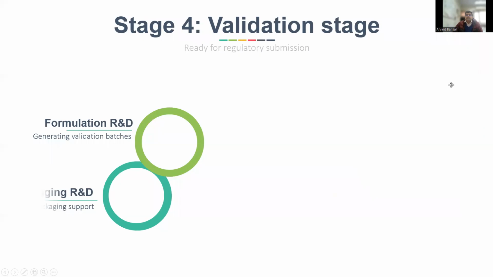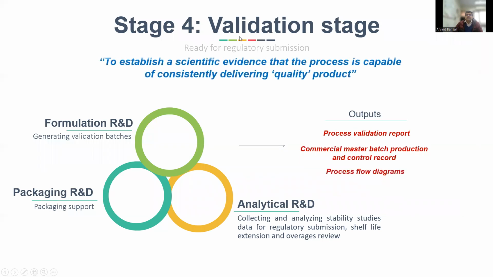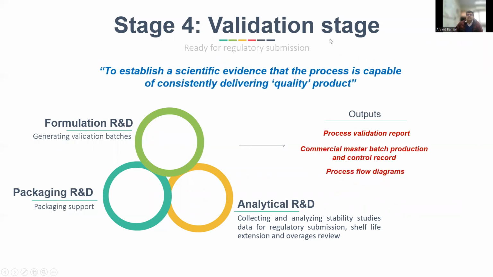The last stage of development is the stage 4, which is the commercial manufacturing or the validation stage. And the emphasis here is to establish scientific evidence that the process is capable of consistently delivering a quality product. The formulation R&D generates the validation batches. The packaging team provides the packaging support during the commercial scale manufacturing.